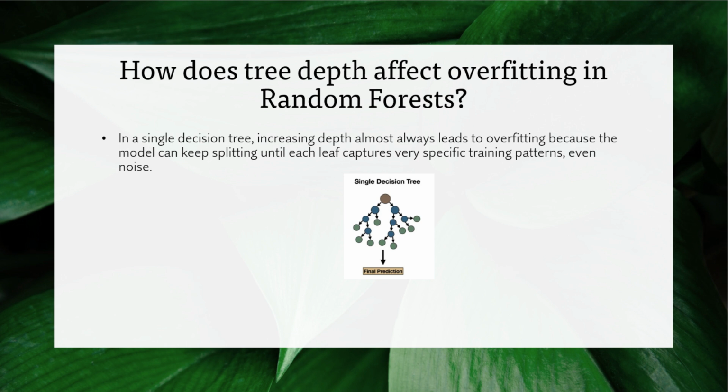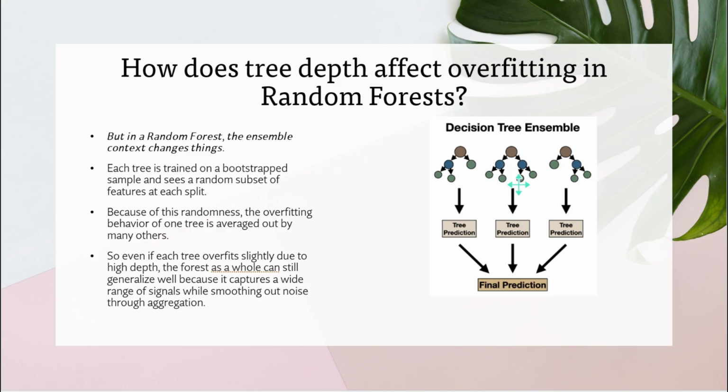How does tree depth affect overfitting in random forests? In a single decision tree, increasing depth almost always leads to overfitting because the model can keep splitting until each leaf captures very specific training patterns, even noise. But in a random forest, the ensemble context changes things. Each tree is trained on a bootstrapped sample and sees a random subset of features at each split. Because of this randomness, the overfitting behavior of one tree is averaged out by many others.